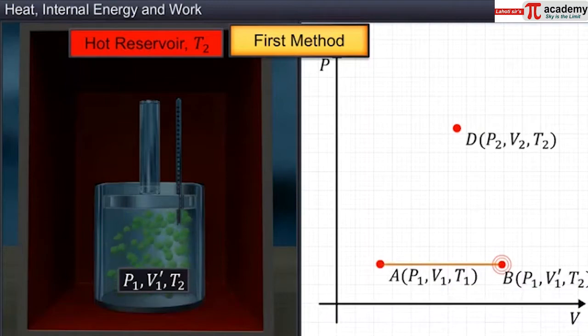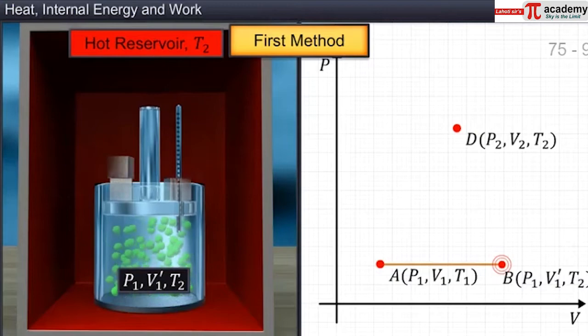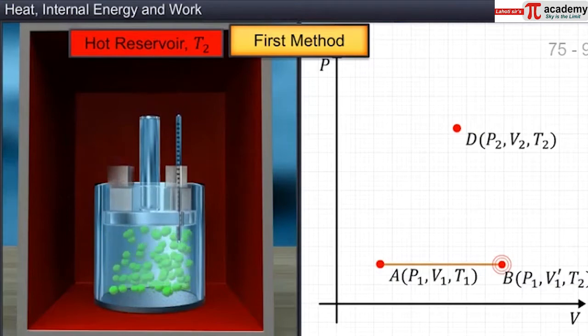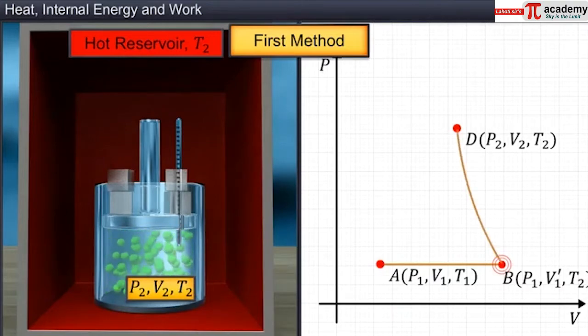Now, keeping temperature constant, compress the gas by placing a weight on the piston to the final state P2, V2, T2. This change in the state from P1, V2, T2 to P2, V2, T2 is represented by a curve BD in the PV graph.